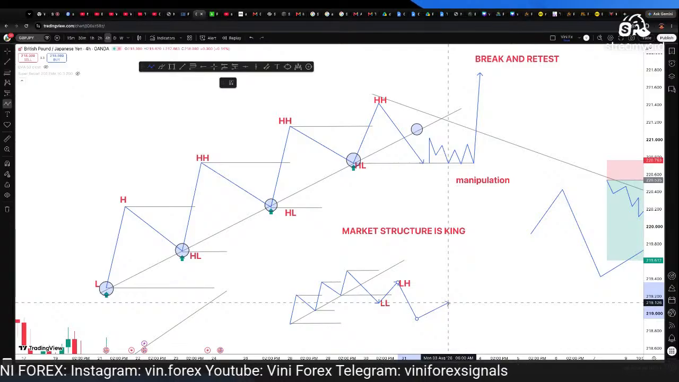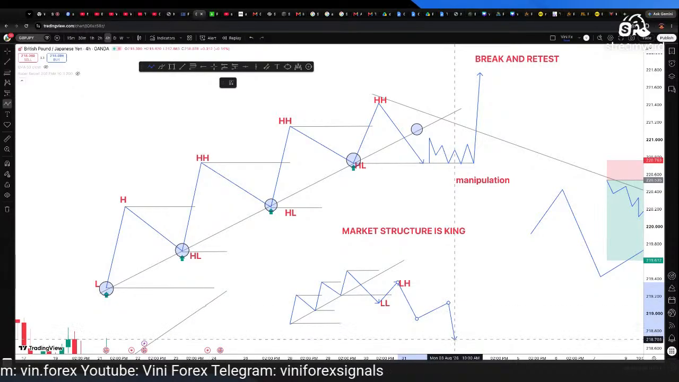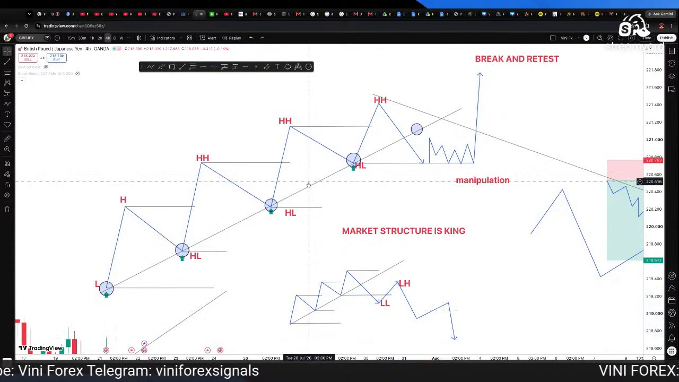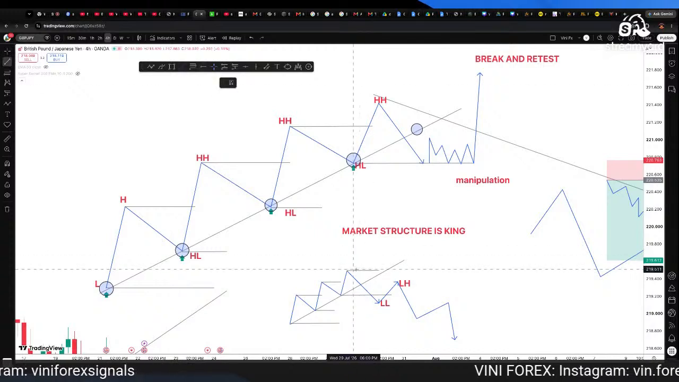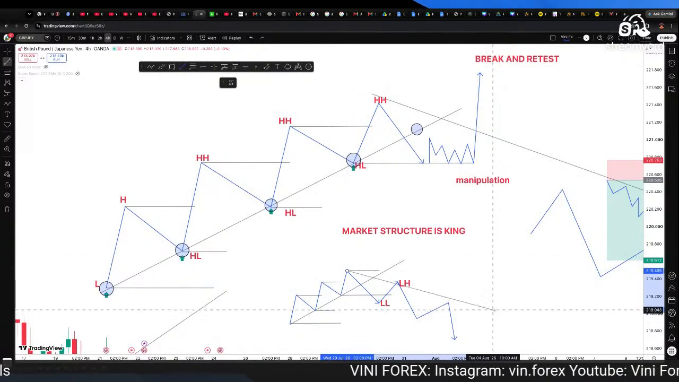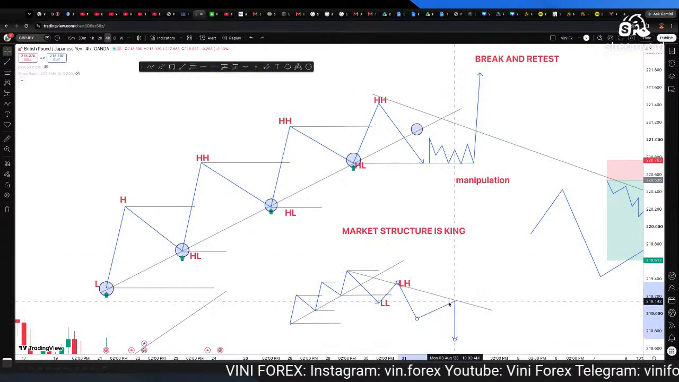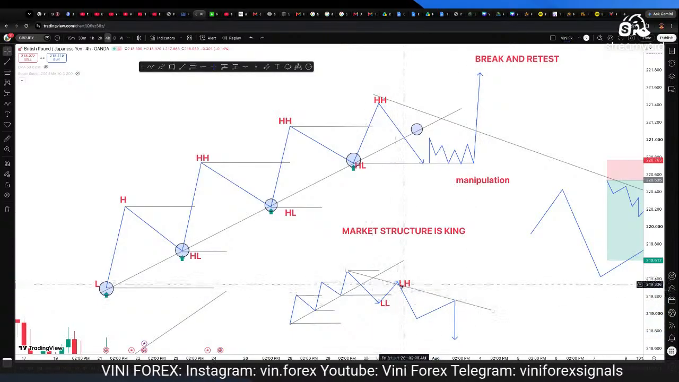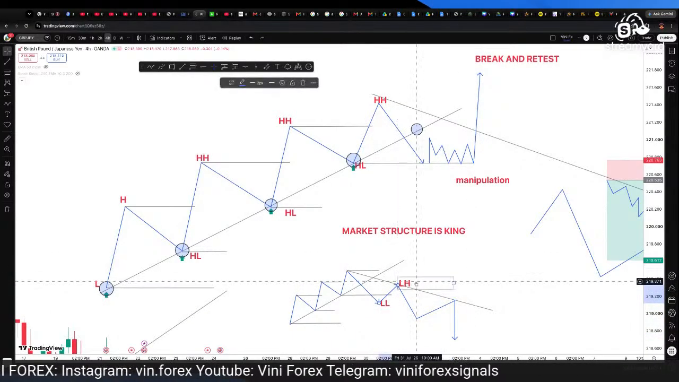A lower high again. And then again, a lower low. So you see that the trend has changed from an uptrend to a downtrend. Do you see this thing? Yes, sir.